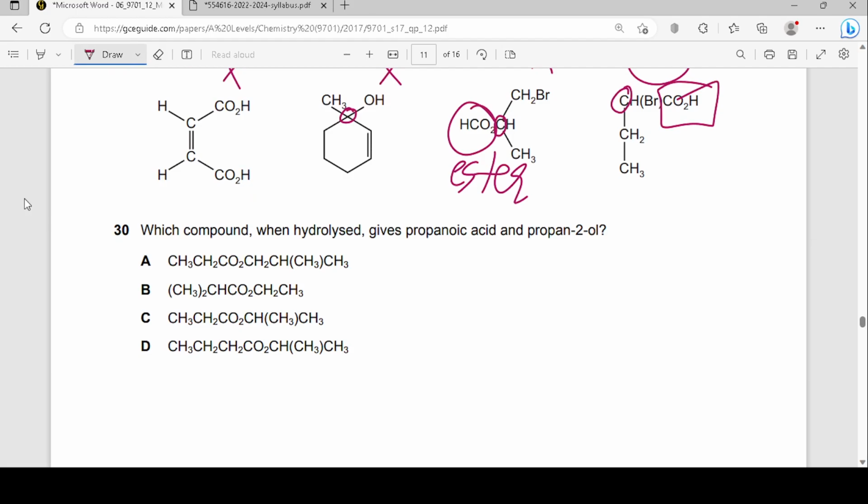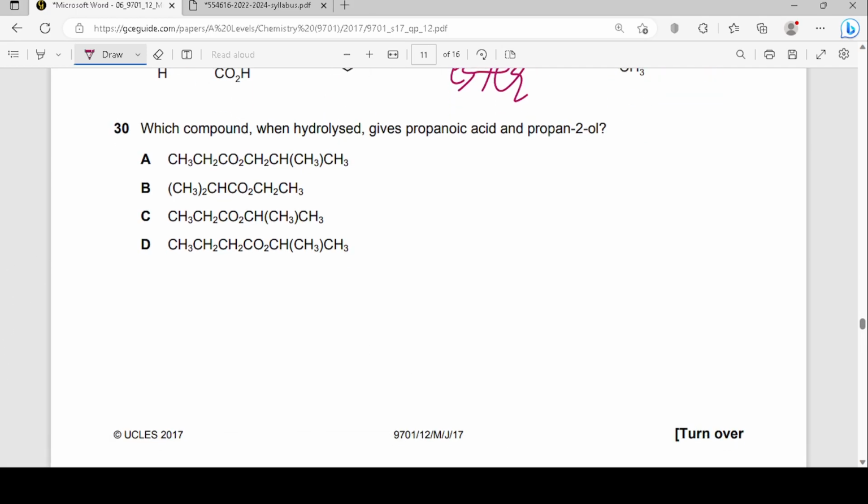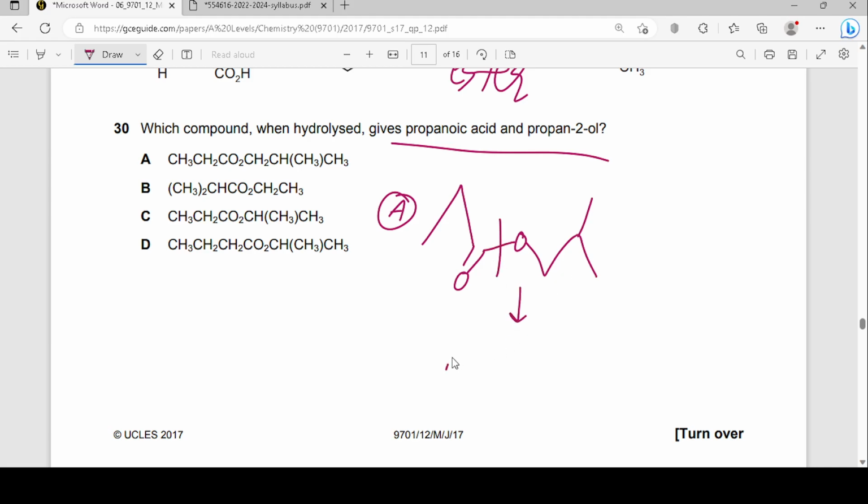And so now I'll go to question number 13, which is: which compound, when hydrolyzed, gives propanoic acid and propan-2-ol. So if I look at the first one, CH3CH2COO, I'll just draw it out, and then CH2CH3. And on the second one it has CH3. So this is what they drew in A, right? Now if I hydrolyze this, I get this compound plus OH, this, right?